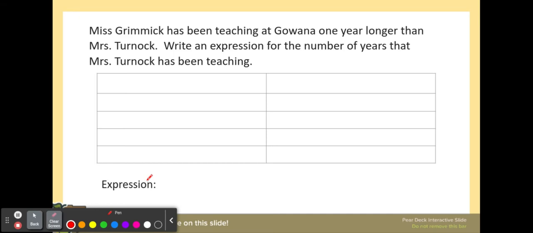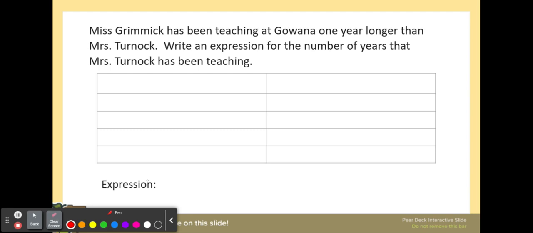In this second video, we're going to go through a couple more examples. Miss Grimmick has been teaching at Gowanna 1 year longer than Mrs. Turnock. Write an expression for the number of years that Mrs. Turnock has been teaching. So again, the first part is the table.